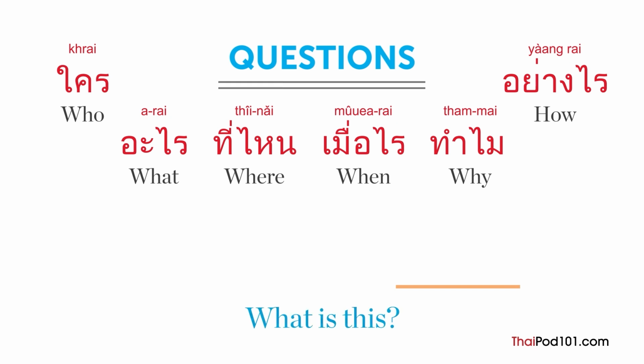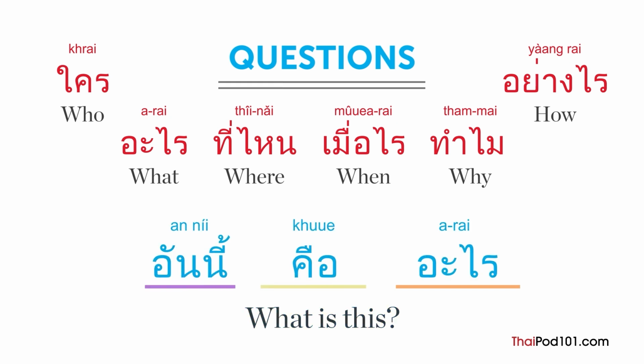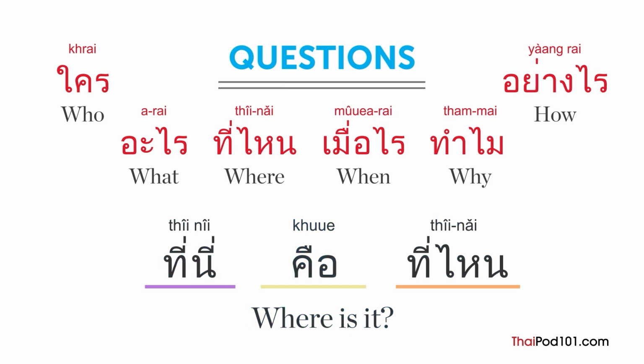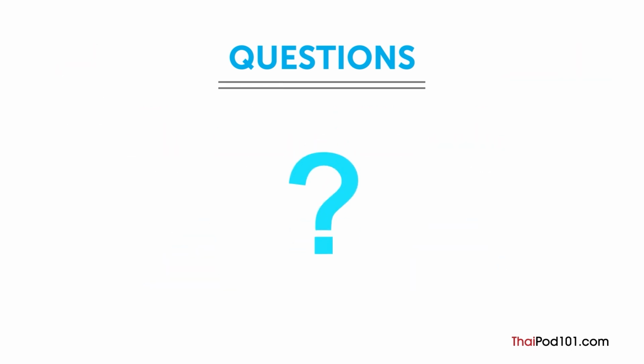For example, what is this? อันนี้คืออะไร. Who are you? คุณคือใคร. Where is it? ที่นี่คือที่ไหน. Note that the question mark isn't used in Thai.